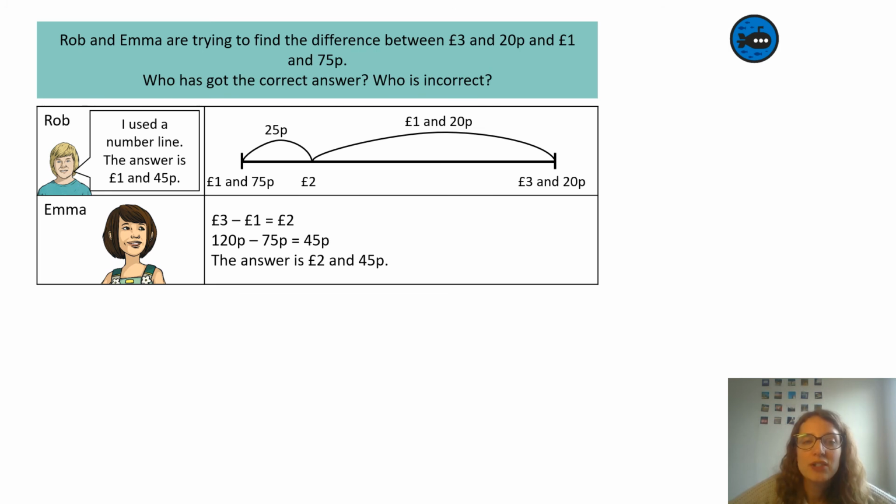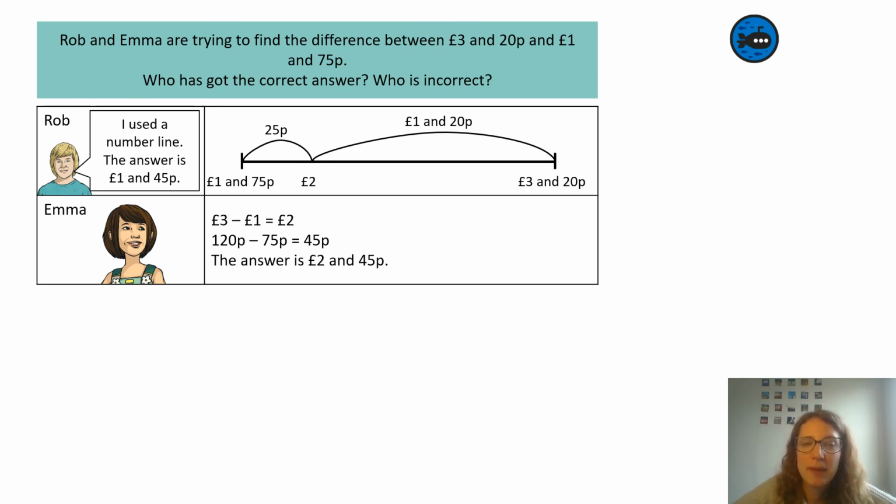Okay, our last one. Rob and Emma are trying to find the difference between £3.20 and £1.75. So Rob has said, I used a number line and the answer is £1.45. Emma has said £3 take away £1 is £2, 120 take away 75 is £4, so the answer is £2.45. Who is wrong? And can you prove it? So who's right, who's wrong, and how do you know? So pause, look at both of their working. Who has gone wrong and how do you know who's right? Press play when you're ready and we'll have a look together.